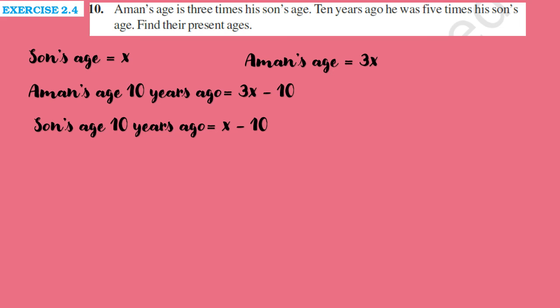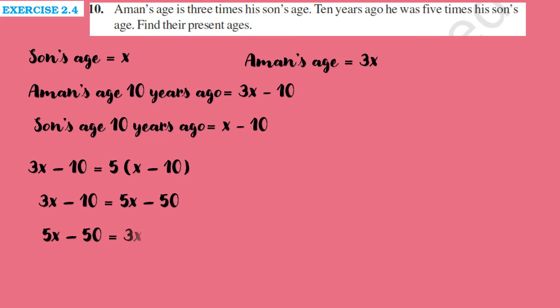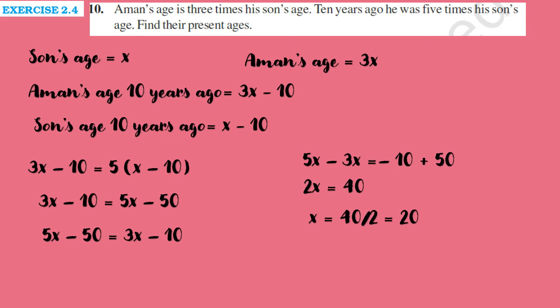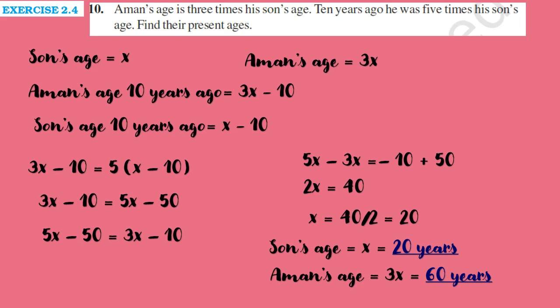And it is given that 10 years ago he was 5 times his son's age. That means 3x minus 10 equal to 5 into x minus 10. So let us open the bracket. 3x minus 10 equal to 5x minus 50. So 5x is greater, no? So I will just rewrite it. 5x minus 50 equal to 3x minus 10. Then 5x minus 3x equal to minus 10 plus 50. That's equal to 40. So x equal to 40 by 2, 20. So son's age is equal to 20 years. And Aman's age is equal to 3x, 3 into 20, 60 years.